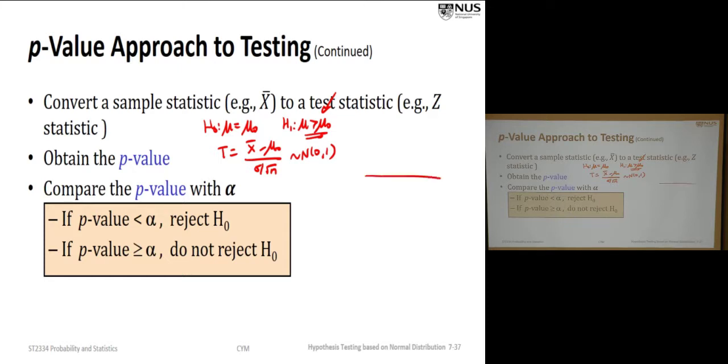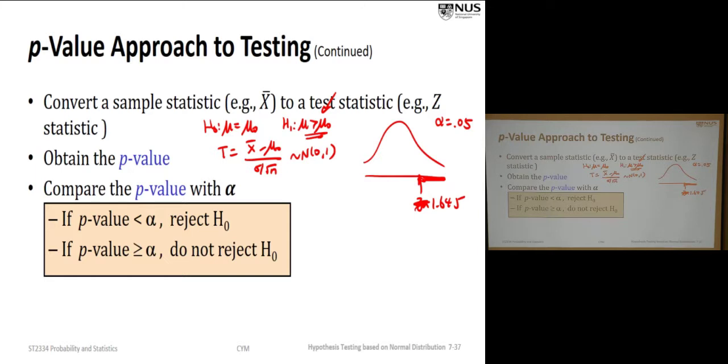In other words, my decision is to reject the null hypothesis if the test statistic is greater than Z alpha. Maybe more specifically, alpha equal to 0.05, 5%. So I know this value, 1.645.